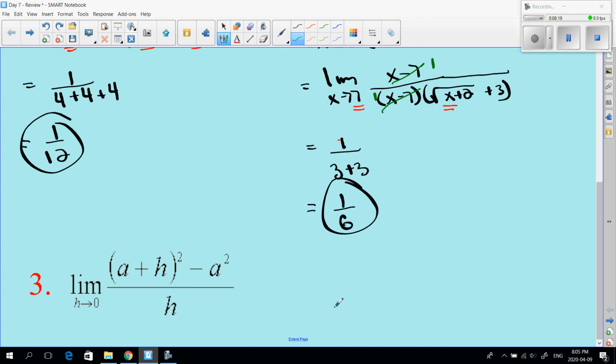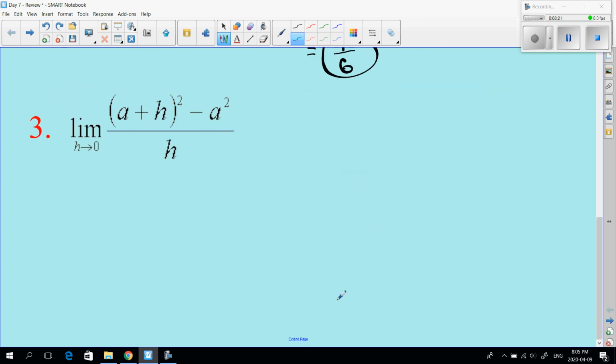Next one. I'm going to show you how to do this one by factoring using the difference of squares. And I'll flip the page and you'll see another example. You can pause the video and see how to do it by expanding. I find this one easiest using the difference of squares.